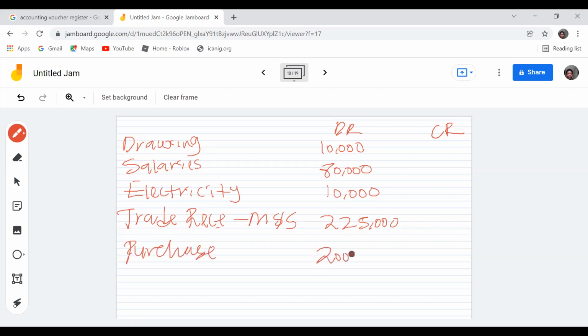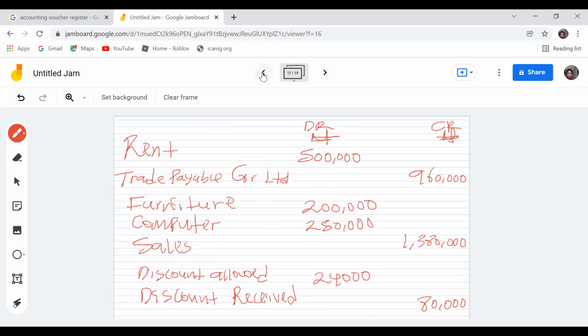Purchase of what? 2 million. So that's the end of everything. So the two sides: in the credit side now, what do we have? We have how many items?